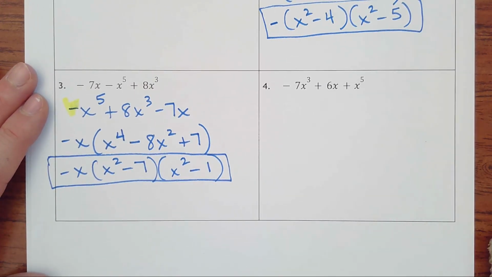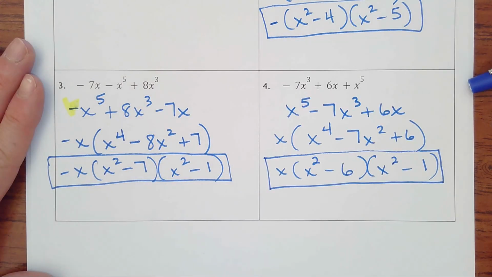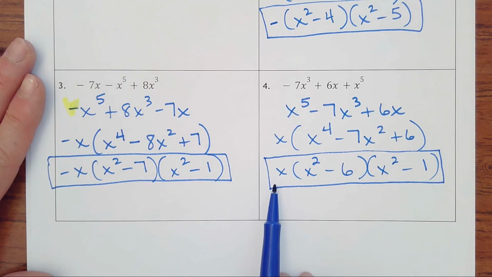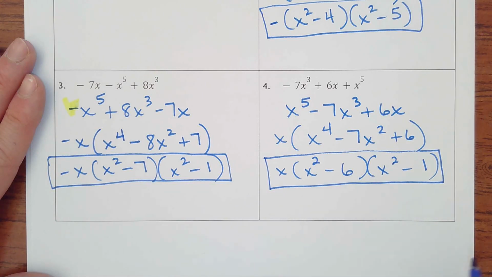Okay, go ahead and pause and try number 4. Okay, your answer should be x times an x squared minus 6 times an x squared minus 1.